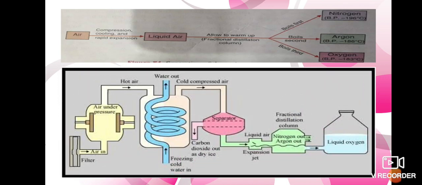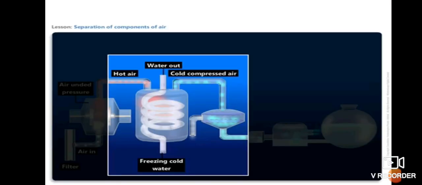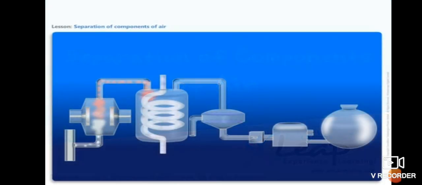And this is the experimental procedure for how to separate the gases from air. This is the diagram given in your textbooks also. In this way we can separate the gases from air. Okay, now let us watch how we can separate the gases from air, how we collect different types of gases. Let us watch.